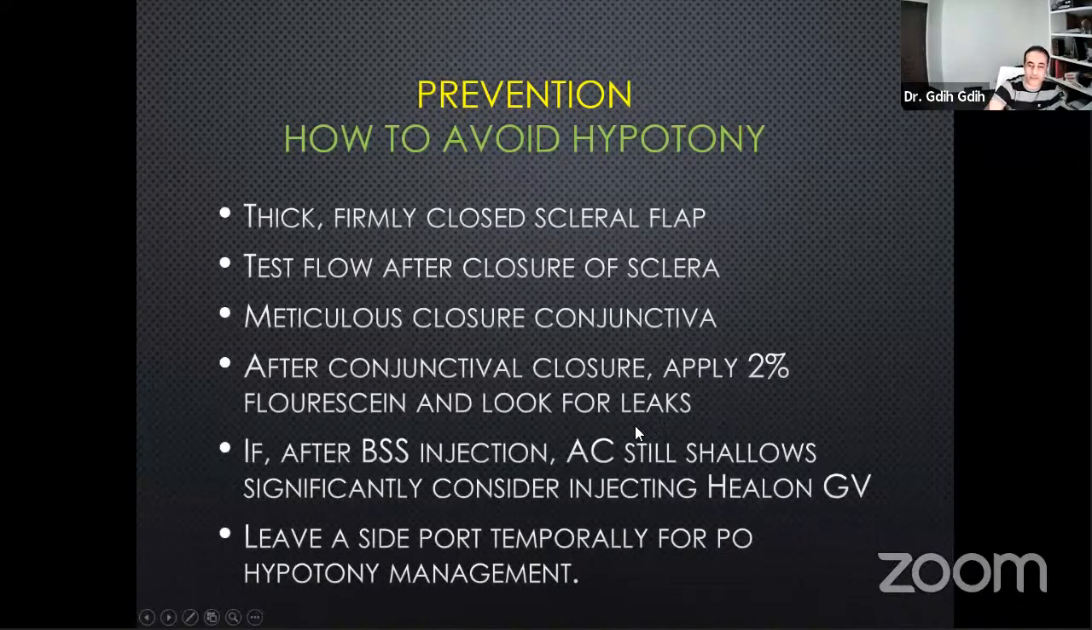If there are any leaks, you better close them while the patient is on the table before you conclude the surgery. If after BSS injection into the AC, the AC is still significantly shallow, consider injecting Healon GV into the AC and leave it there.